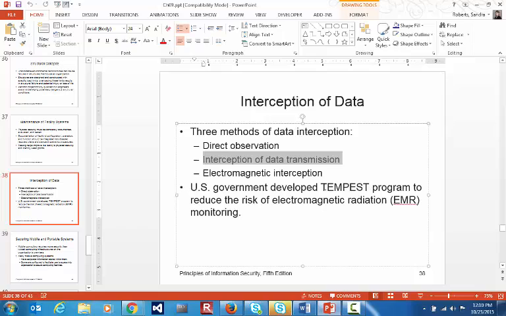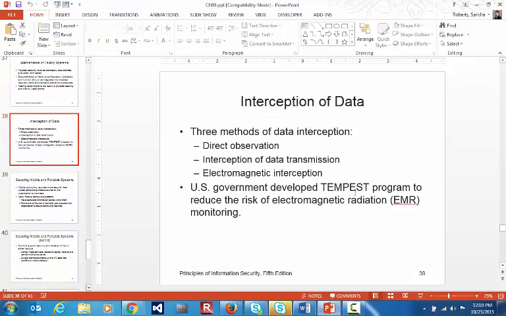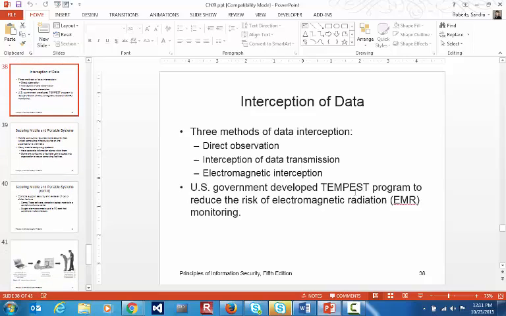I want this TEMPEST program to reduce electromagnetic radiation. Used to, in the old monitors, they were talking about exposure to radiation, and we don't even have that anymore with our new monitors. It just is better now than it used to be.